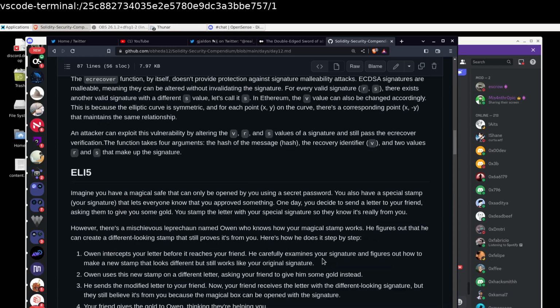Okay, let's go. The ecrecover function by itself does not provide any protection against signature malleability attacks.